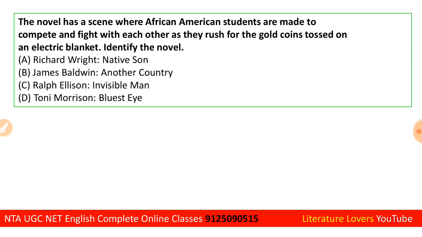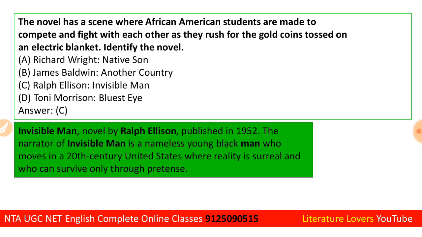So here is the next question on your screen. The novel has a scene where African American students are made to compete and fight with each other as they rush for the gold coins tossed on an electric blanket. Identify the novel. Richard Wright, Native Son; James Baldwin, Another Country; Ralph Ellison, Invisible Man; and Toni Morrison, The Bluest Eye. So let us now see the correct answer on your screen. So here is the correct answer: Ralph Ellison's Invisible Man. The Invisible Man novel has been written by two great authors, one by Ralph Ellison and another one by H.G.